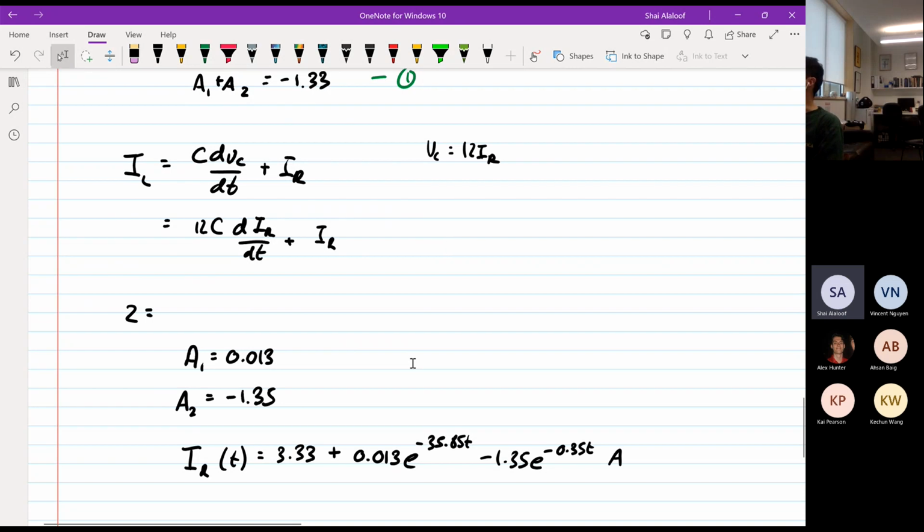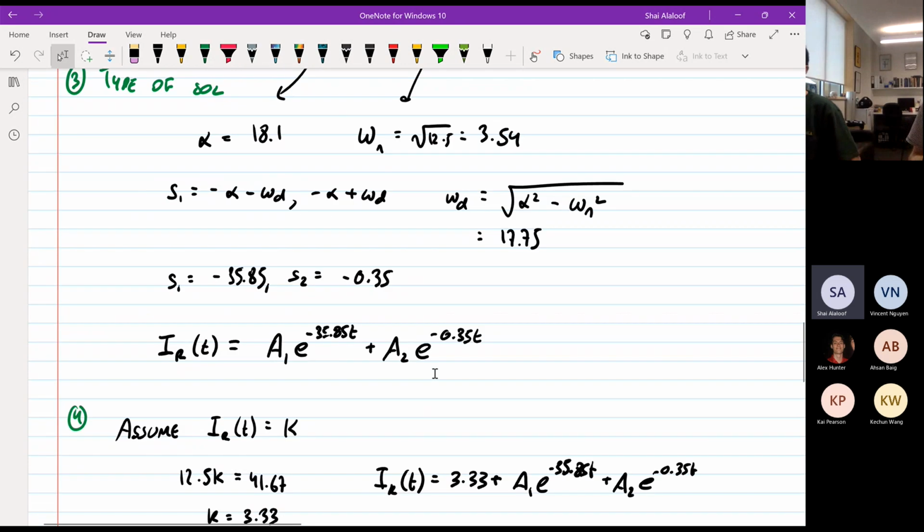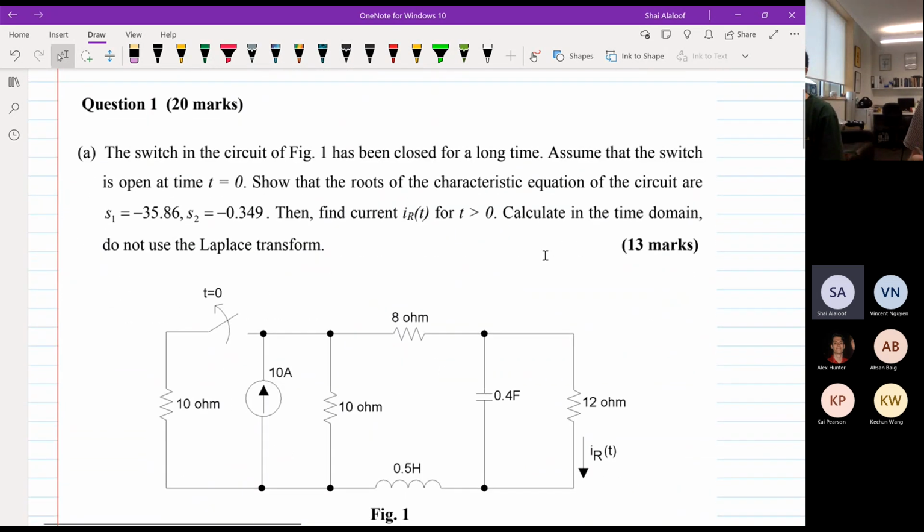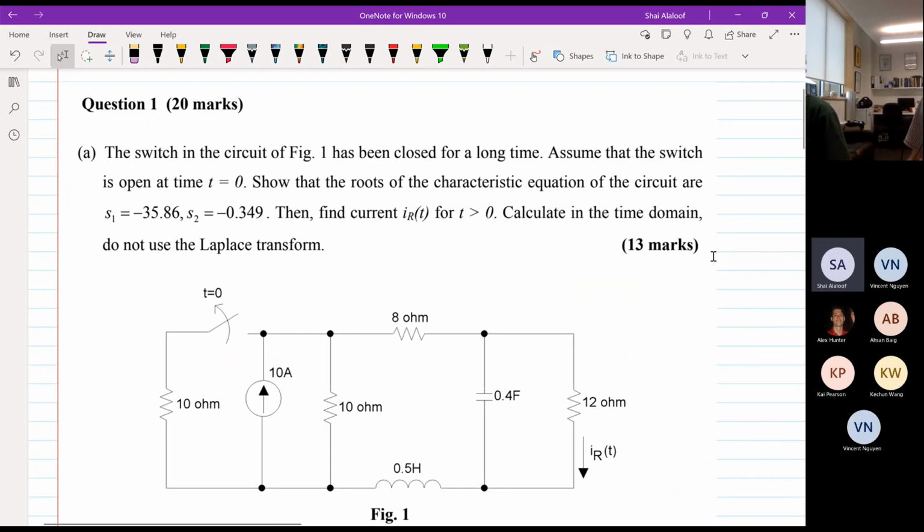Some of the early ones especially. Did anyone have any other questions with regards to just this particular question? Because I know this was a bit lengthy, right? It's 13 marks. It's quite a huge question.